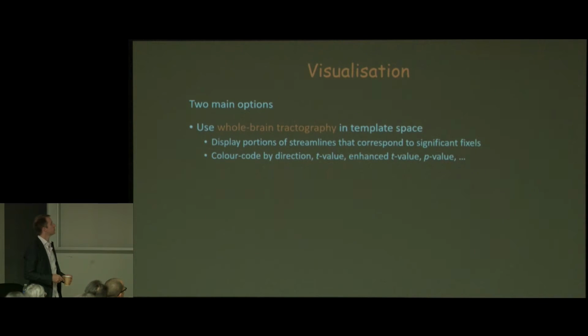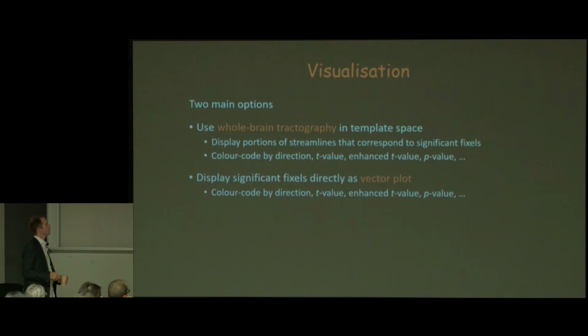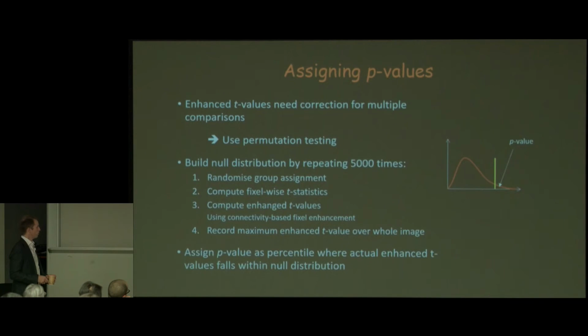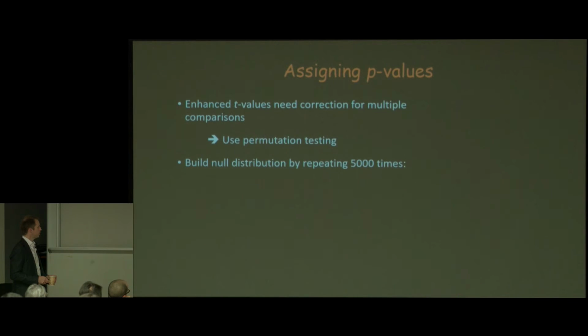And then we can visualize these results. You get two main options. One is you take the whole brain tractography that we had in the template space, and then we extract just the portions of the streamlines that correspond to significant pixels. That's quite a neat way of displaying it, and then you can color code that whichever way you want. I'll show you that in a second. Or you can just display the significant pixels as vector plots, which again I've got examples of later on.